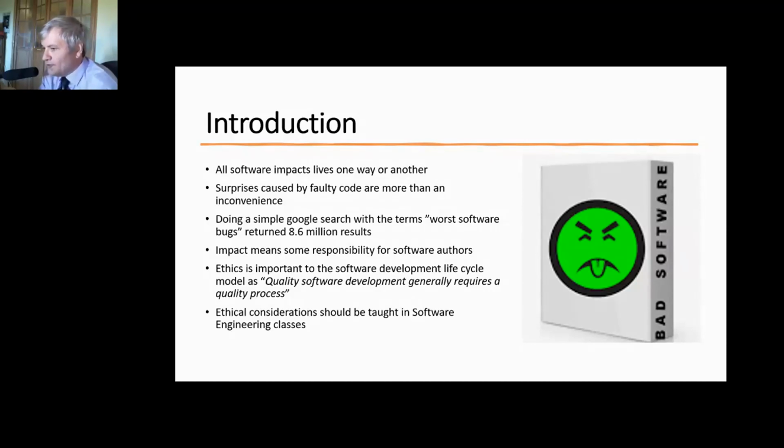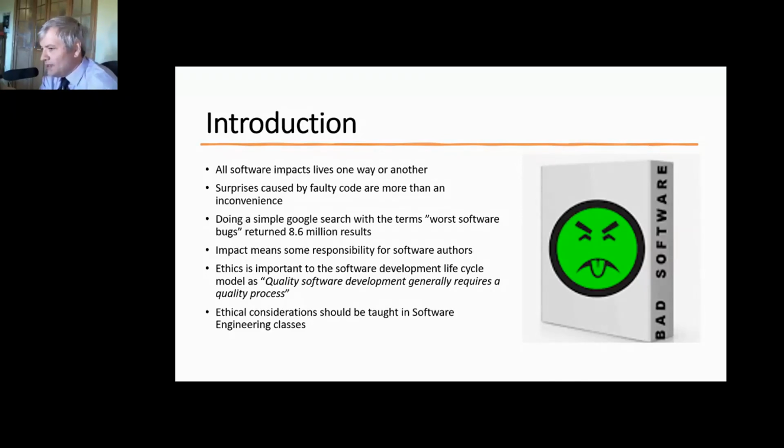Since software plays such a prominent role in people's lives, we need to consider that we need to be ethical as we create our software. So in my work, I hope to consider the relation of software problems, the creation of software problems, to unethical behavior.